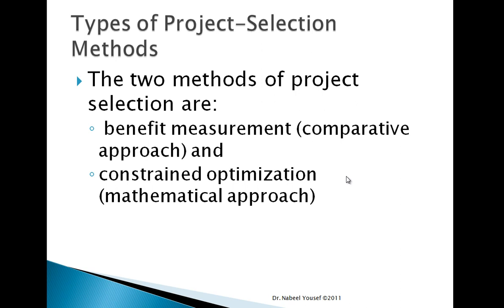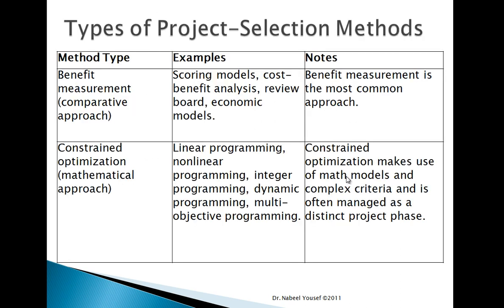Usually this is used with very highly complex projects, while the benefit measurement, which is the most commonly used, is used in more project selections than the constrained optimization.